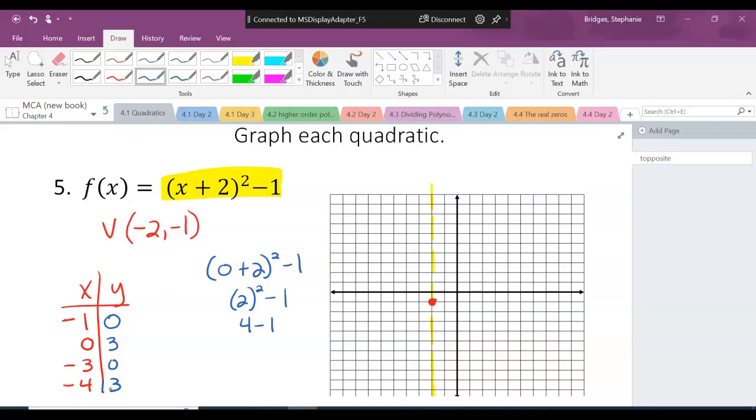Whatever number. Where's 0? No, I just said the points are going to match. Finish graphing.